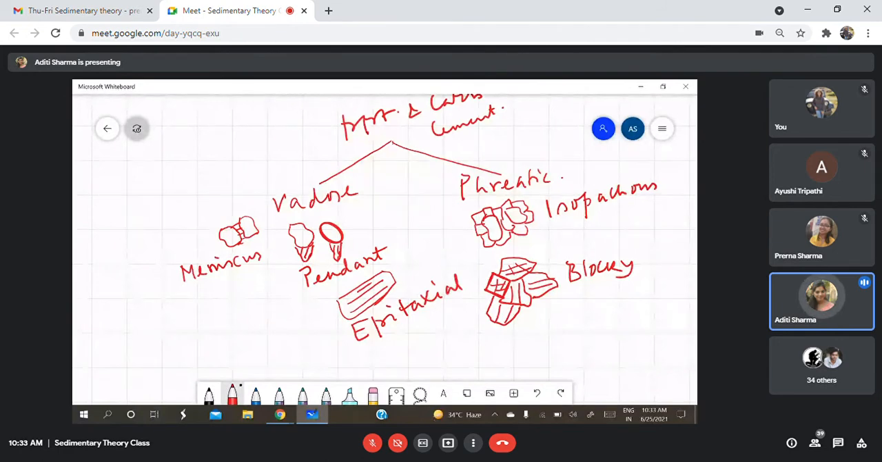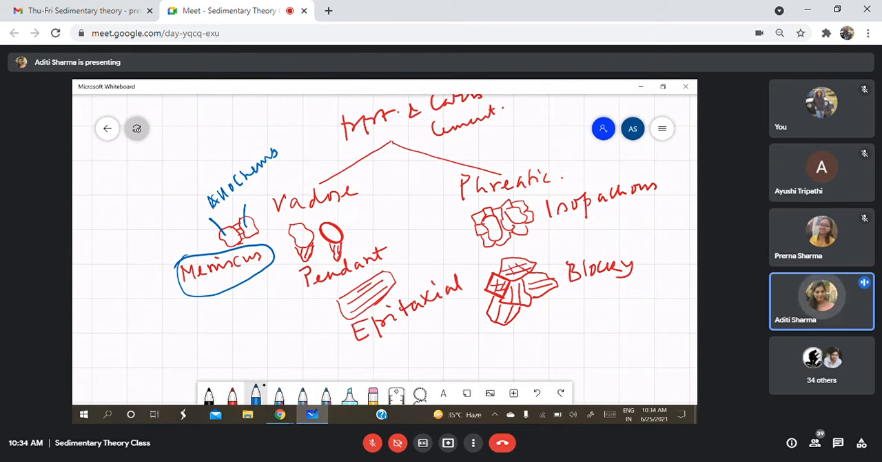This is the geometry of meteoric cement. What I have said is meniscus cement, where the cement is in the meniscus of the two. Suppose these are allochems. Between the allochems, you have the meniscus where the fluid is actually there, and that fluid is precipitating the carbonate. So cement is in the meniscus. Or you can have a pendant cement.